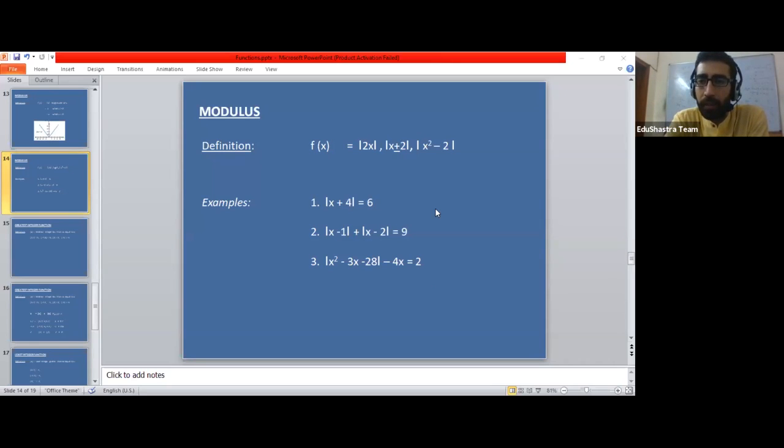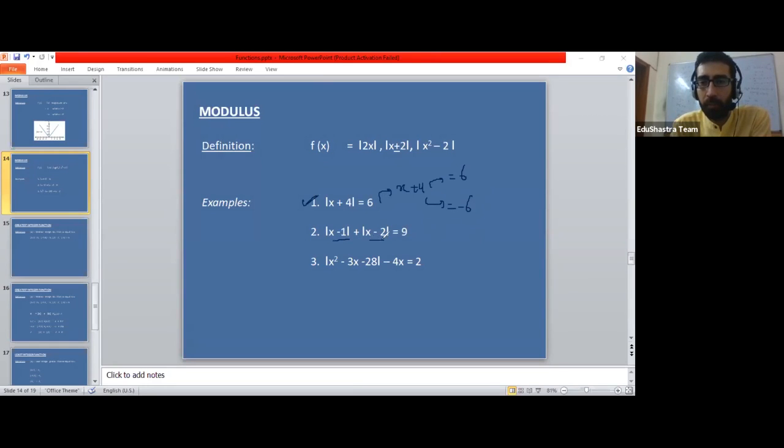Then let's start from where we ended. We were discussing mod of x as a function. Mod of x plus 4 equal to 6 means, you should remember, x plus 4 is either equal to 6 or x plus 4 is equal to minus 6. It cannot mean anything else.